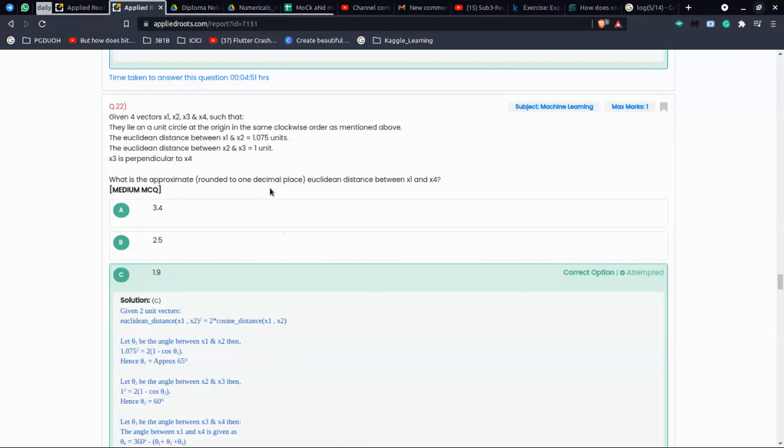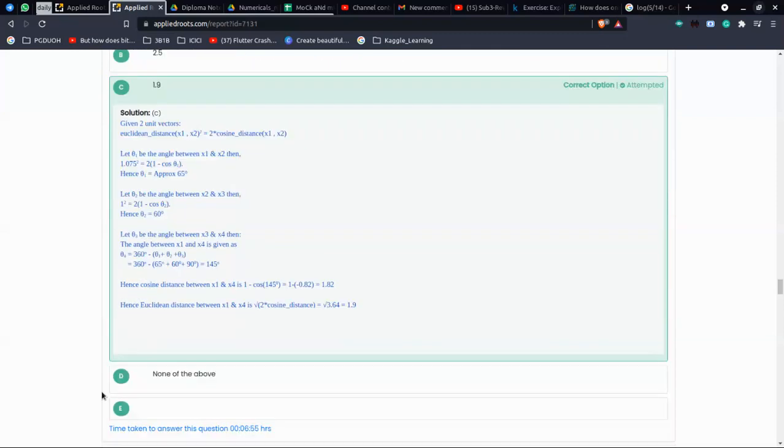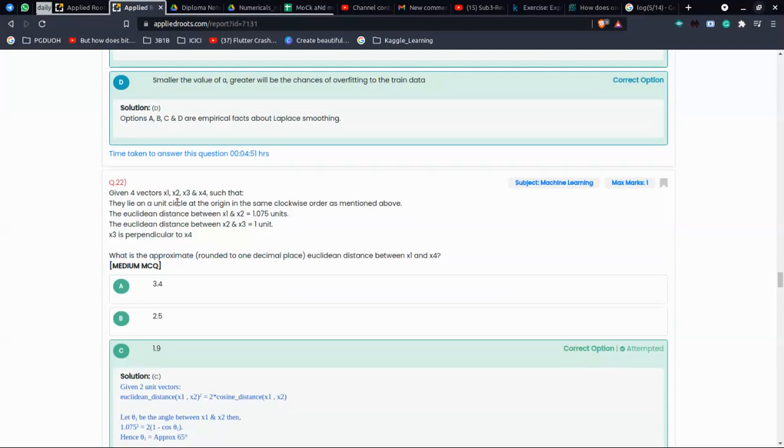Yes, this one. This can be answered in two ways, but option D can also be true. One way is using the unit circle. What they are saying is, given four vectors x1, x2, x3, x4 that lie on a unit circle, from the origin basically, at the origin in the same clockwise order. So if I have x1 here, then x2 here, then x3 here, and x4 here like this.